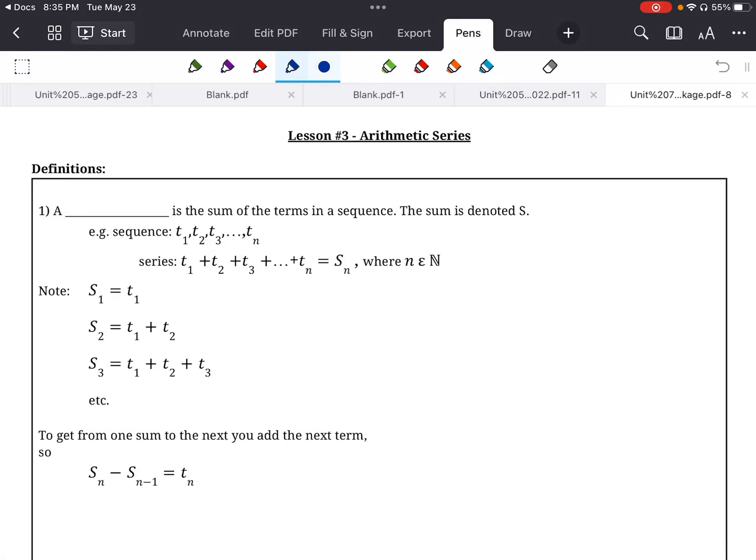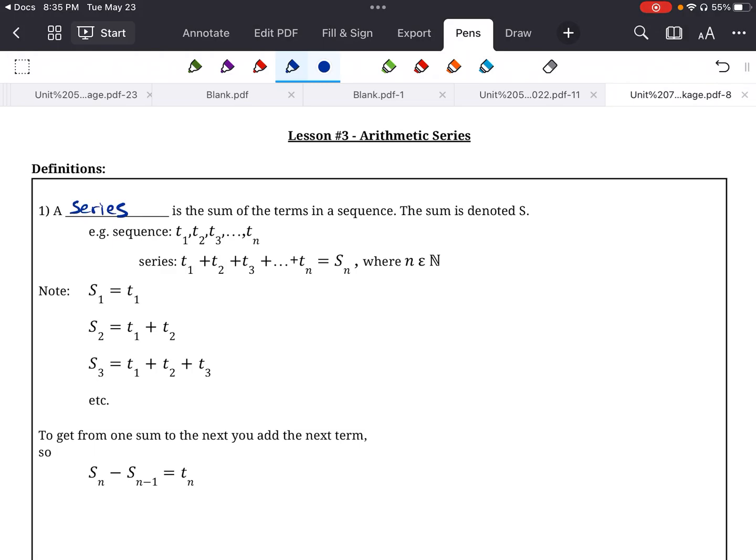Hello, lesson 3 of our sequences and series unit, and this one is arithmetic series. A series is the sum of the terms in a sequence. The sum is denoted as S.